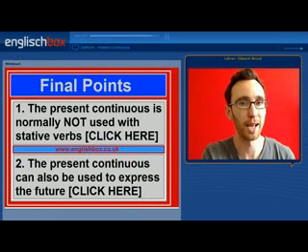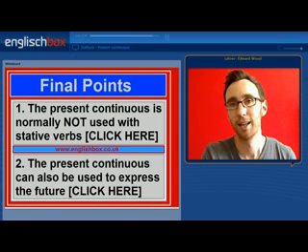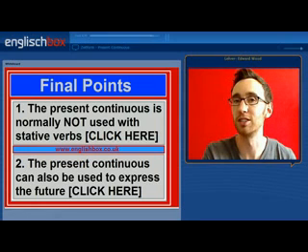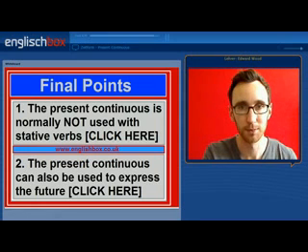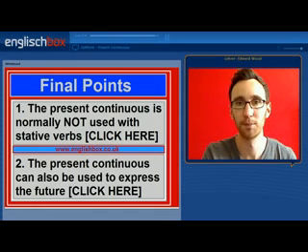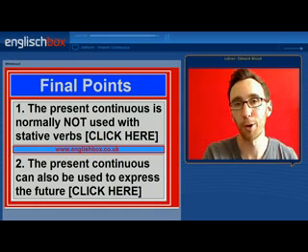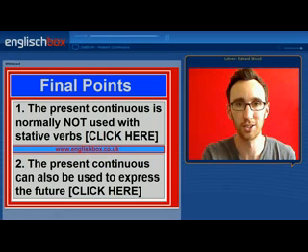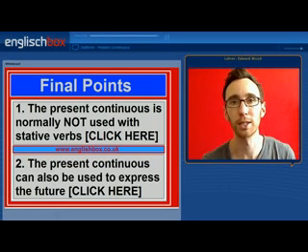Okay, that brings us to the end of the video, just about. Two more points. The first is that the present continuous is not normally used with stative verbs. To find out more about this, click on the respective panel. And also the present continuous can be used to express future actions. So click on the corresponding panel to see a video about that.